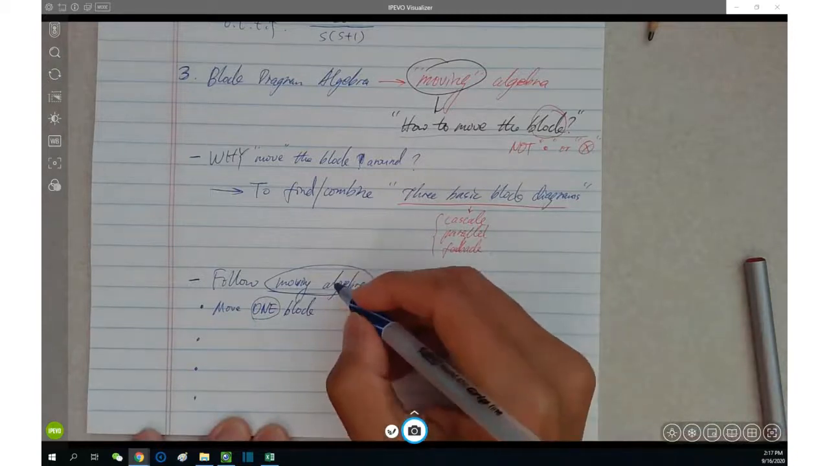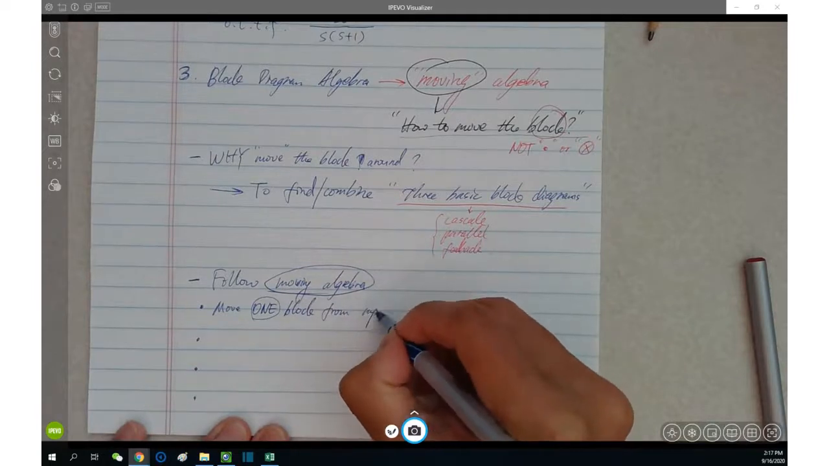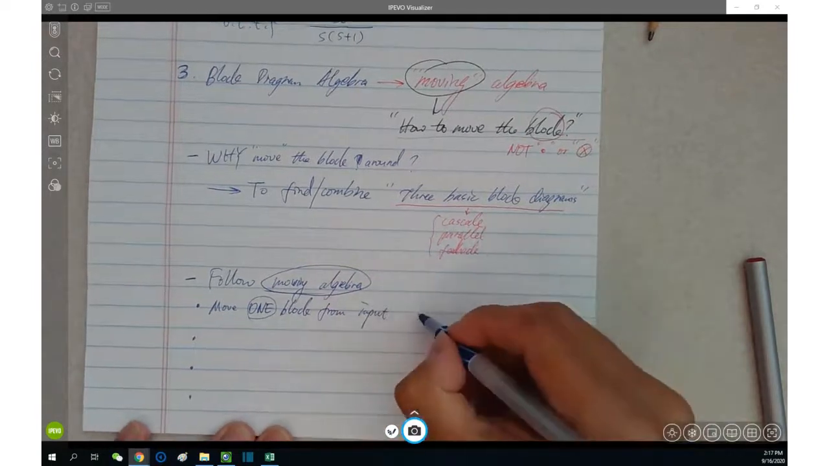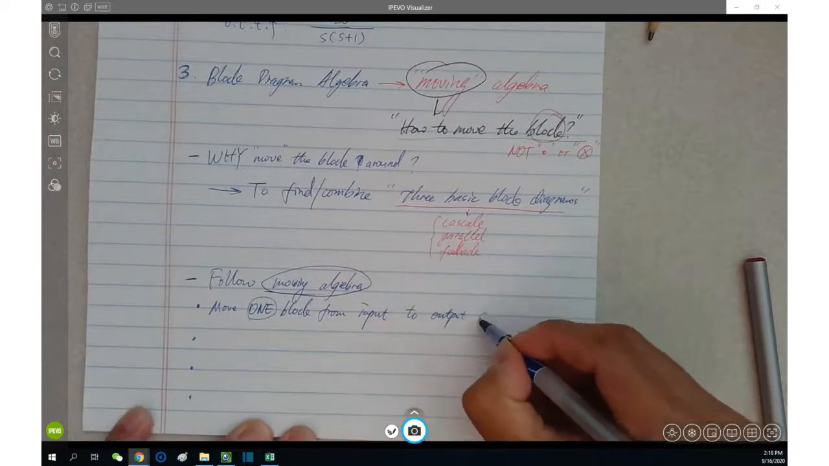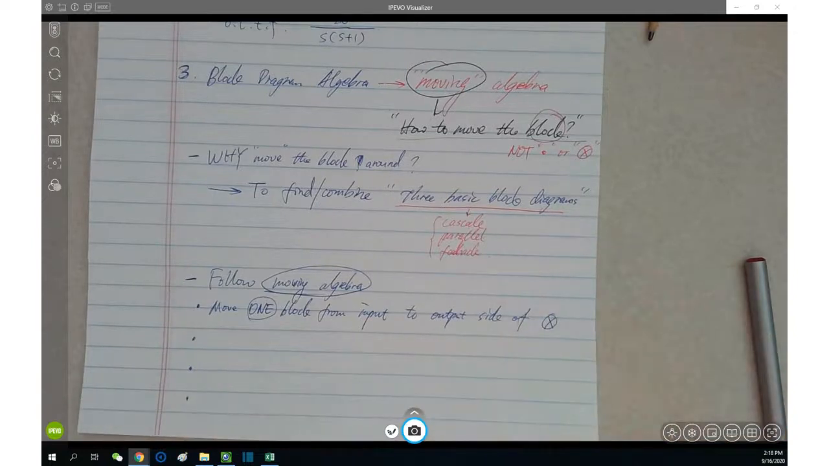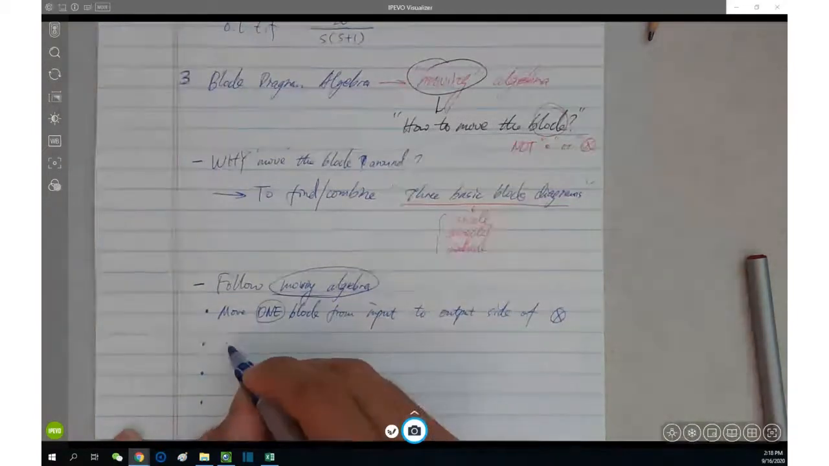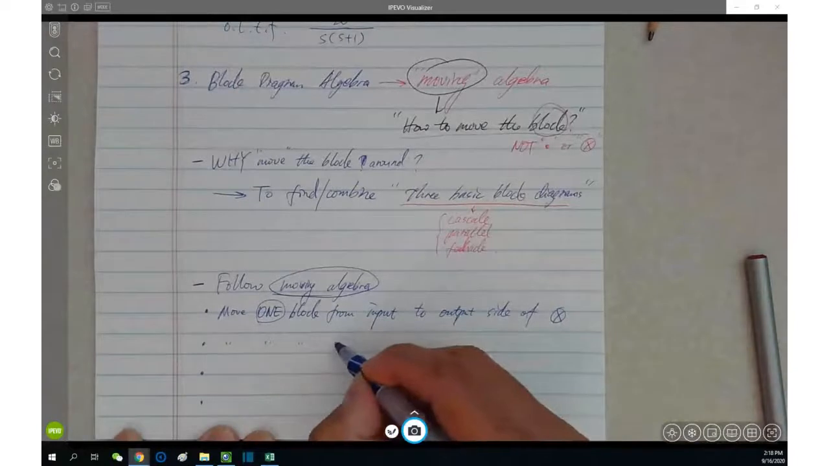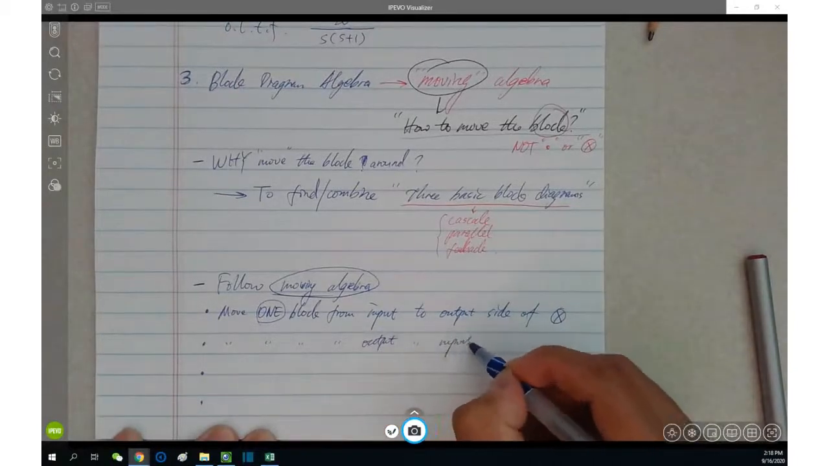The first one: move one block from input side to output side of a summing junction. The next, move one block again from the output to input side of the summing junction.